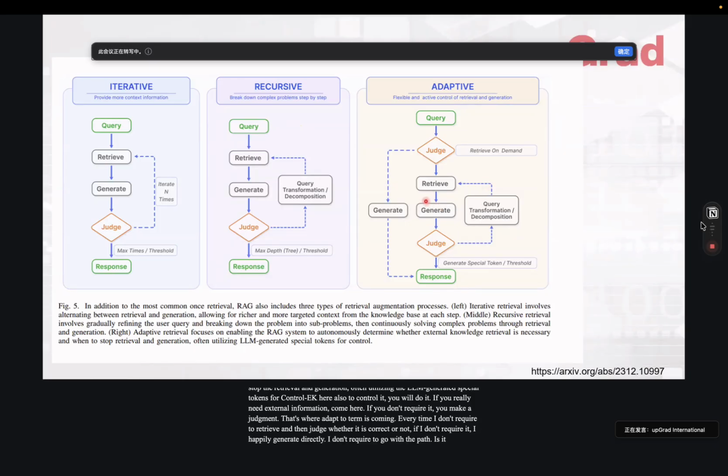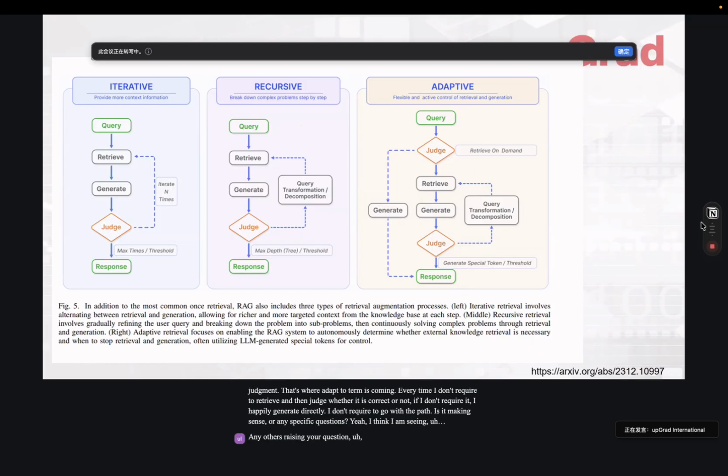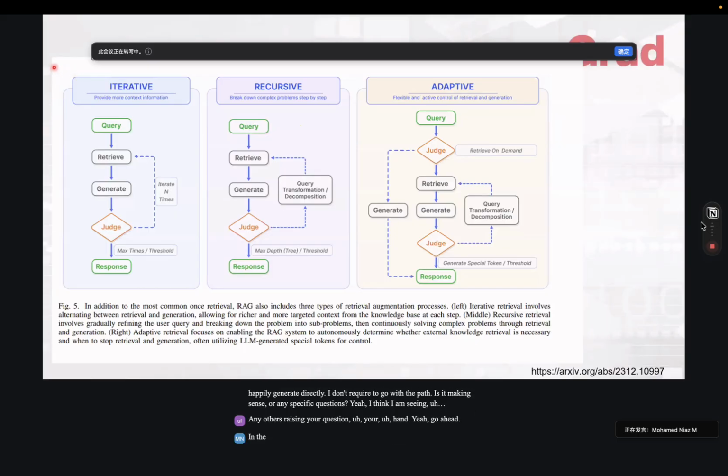Is it making sense, or any specific questions? Yeah, I think I am seeing Aniya raising your hand. Yeah, go ahead. In the recursive, we use an LLM as a judge, recursive and iterative.